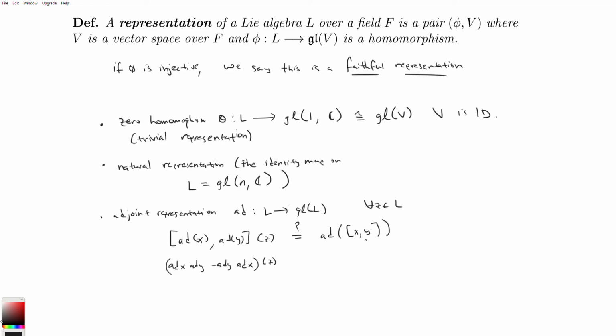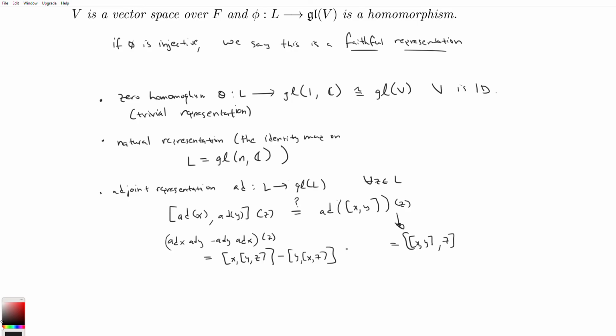Let's put our z here. By definition of the adjoint, this is x bracket y bracket z minus y bracket x bracket z. And this is equal to x bracket y, the quantity bracketed with z. If you look at this closely, this is just the Jacobi identity. This thing is equal to that thing by the Jacobi identity. So it's true for all x, y, and z.